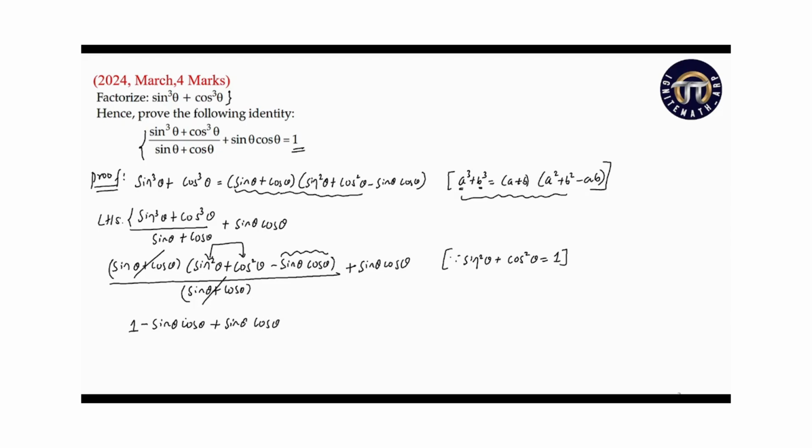Right, so plus sin theta cos theta and minus sin theta cos theta will get cancelled. So I'll be left with 1, that is equal to RHS. So this is how I arrive at RHS.